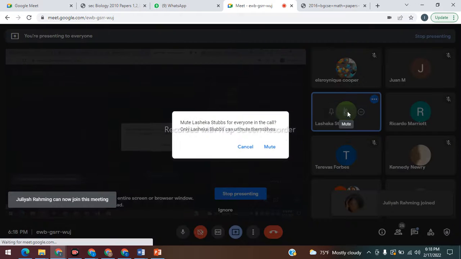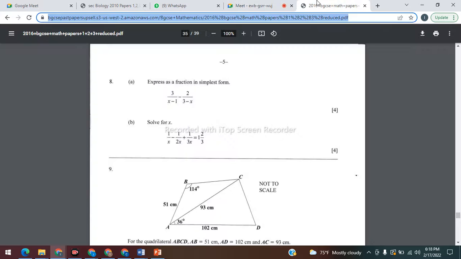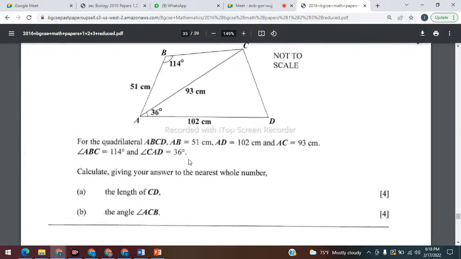Okay, so let's move on. Let's go to an unfamiliar one. We started with this. Did we finish this? Did we do the angle? No, I don't think we did the angle. Nope, we skipped that.